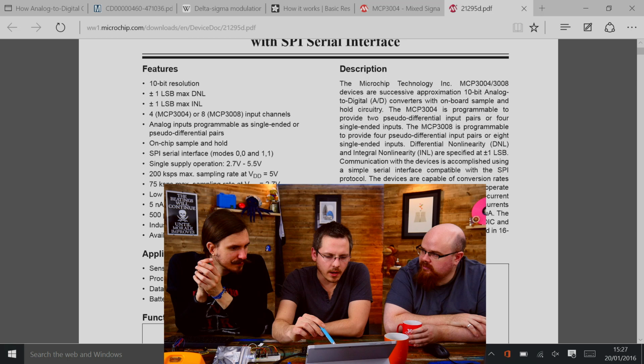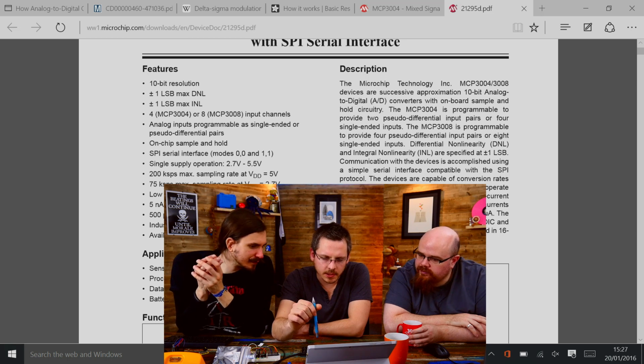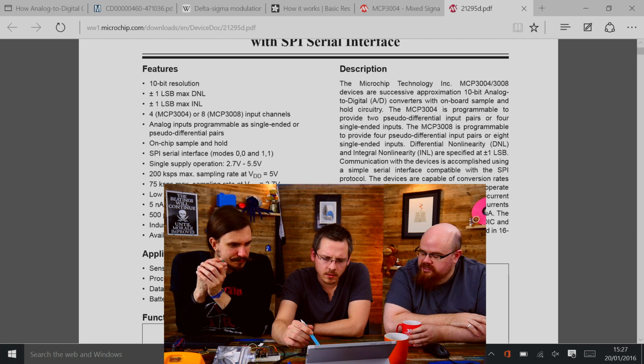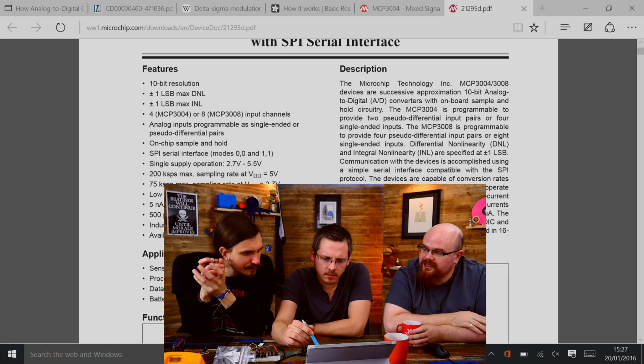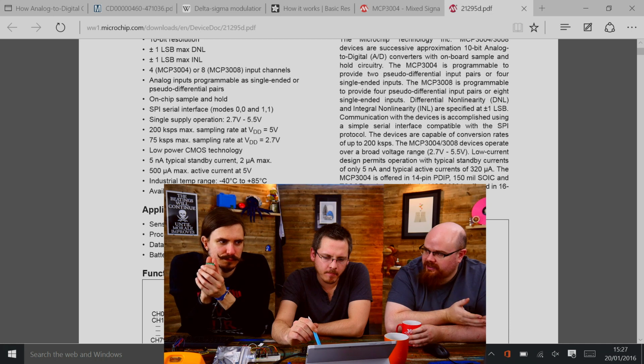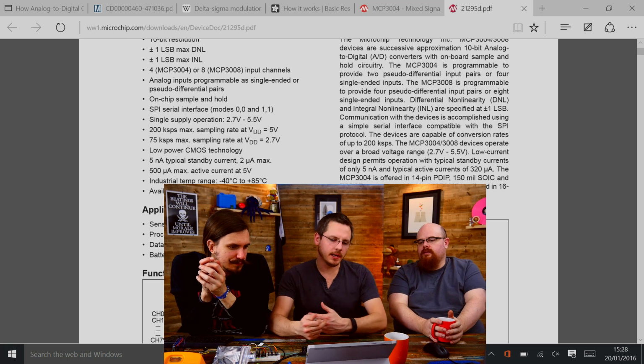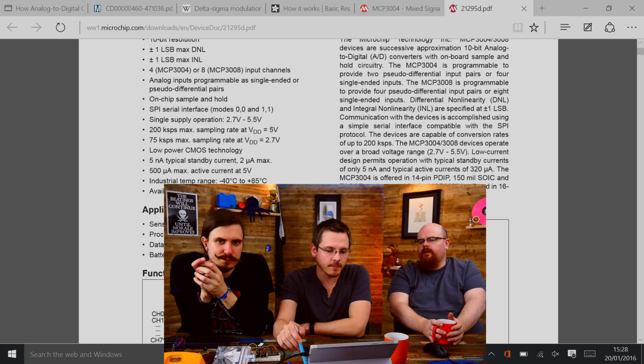Sounds pretty good. I'm not sure what technology this one uses. It's a successive approximation, which is the one that Phil was talking about. Yep. Let's have a look. So samples, you think it's got to be the voltage, right? Capable of conversion rates of up to 200 kilosamples per second. So you've got to have a SPI bus that can take that in. Well, you don't have to read it that fast. You can only take samples as you need them, but I guess that's the limit.